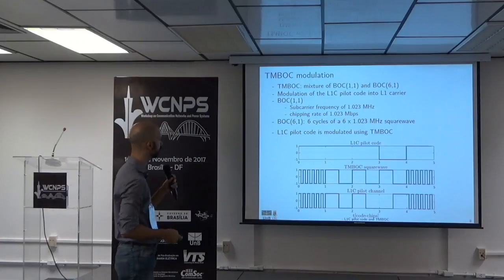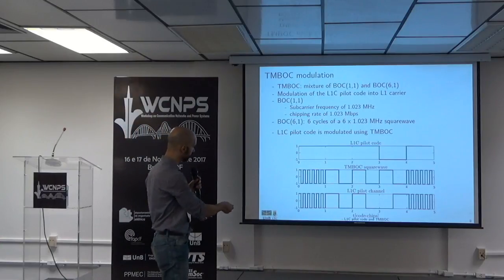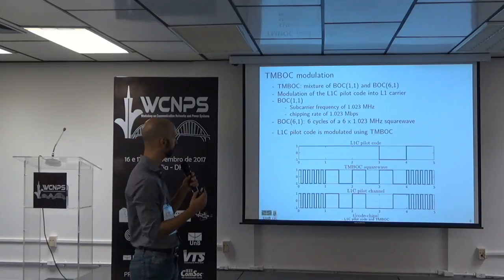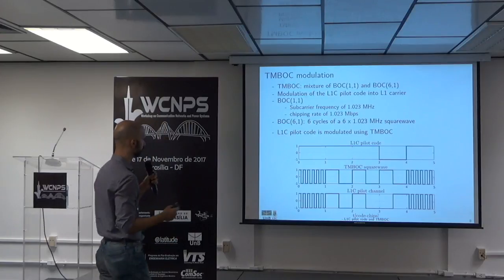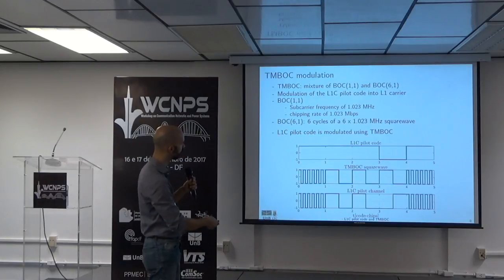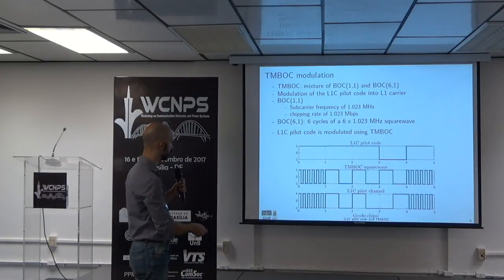And in this case, they're modulated in time. So not only do they show up, this is the 1-1, and this is the BOC 6-1, to have 25% of the power be transferred to the pilot and 75% to the data. And here we see the combined result of the L1C pilot code, the square wave of the modulation, and the pilot channel.